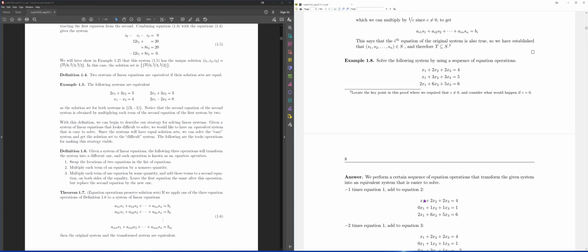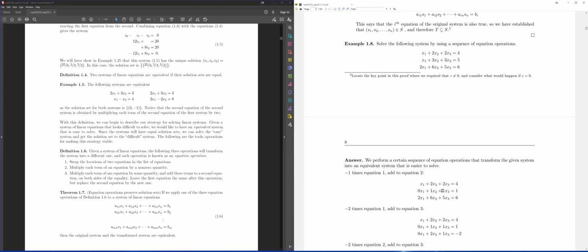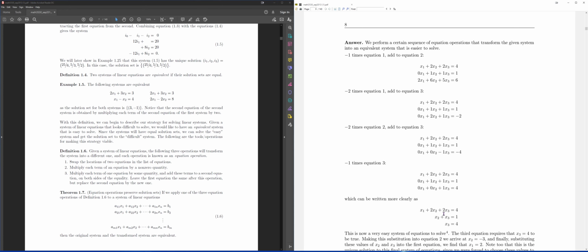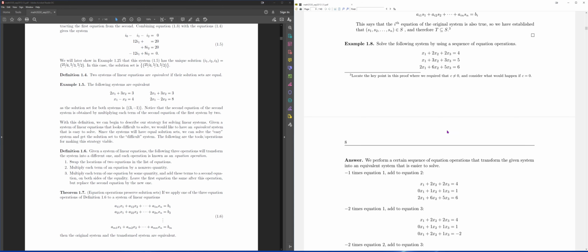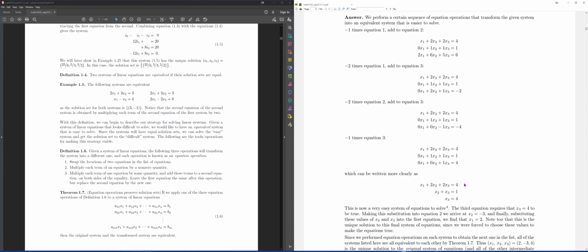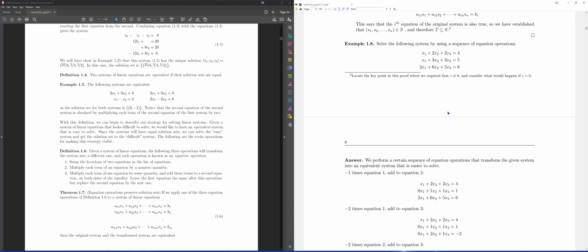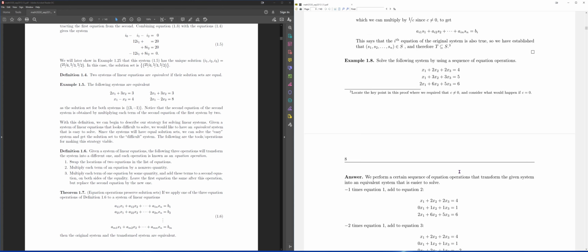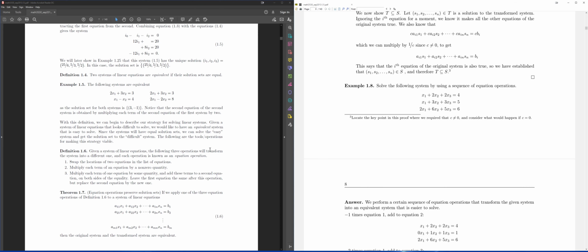And the point is you want to make sure that when you are doing these changes, say going from here to here, you didn't change the solution set. So when you get to here, it means that the solution set is in fact the same as this. So if you solve this, that is literally the same as solving this over here. Okay, so your solution 2, -3, 4 for this over here would be the solution for this over here.